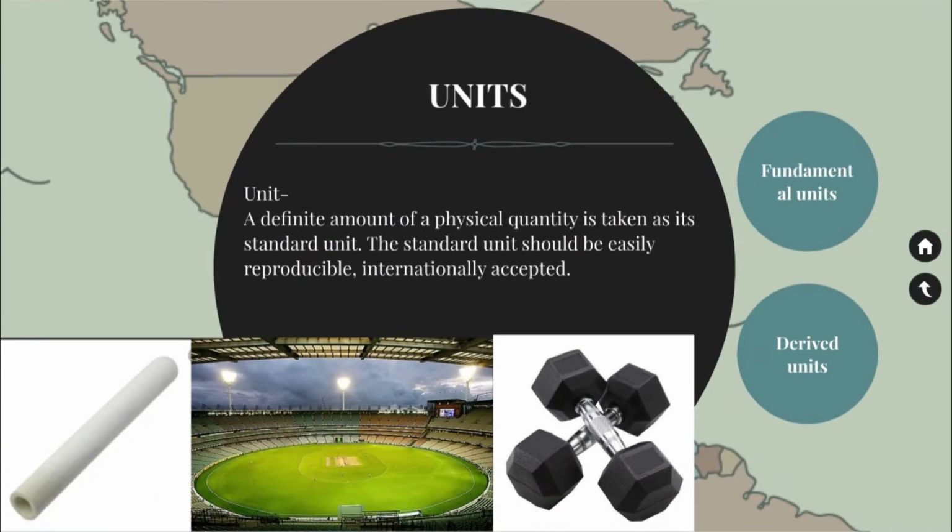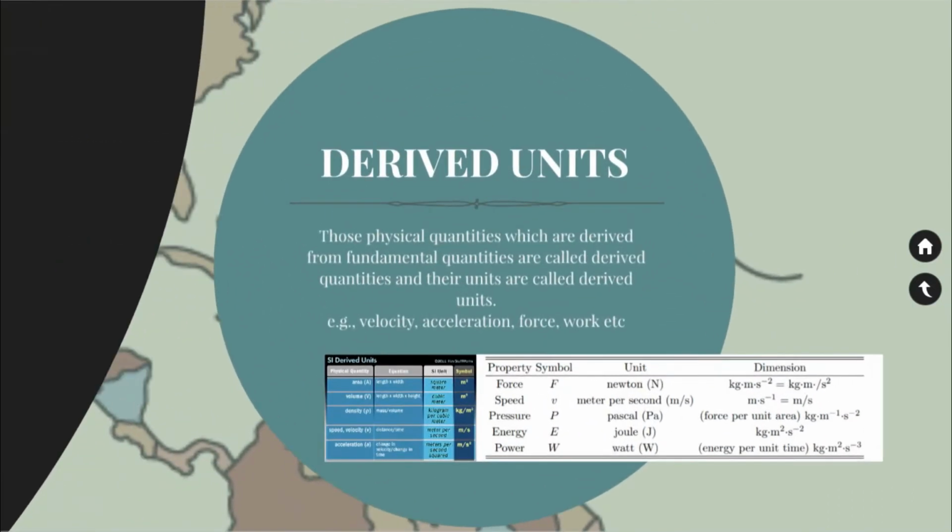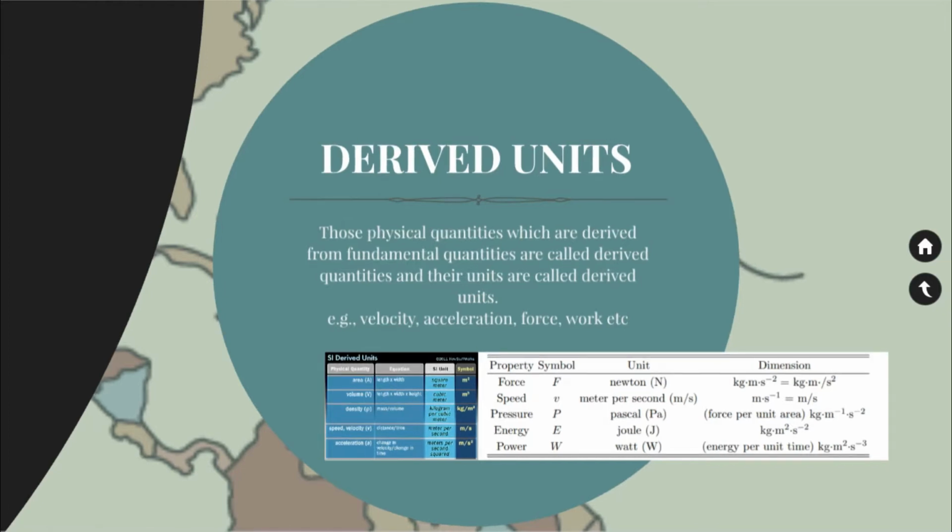Now we will see what derived units are. Those physical quantities which are derived from the fundamental quantities are called derived quantities, and the units corresponding to the derived quantities are called derived units. For example, velocity, acceleration, force, and work are all derived units.